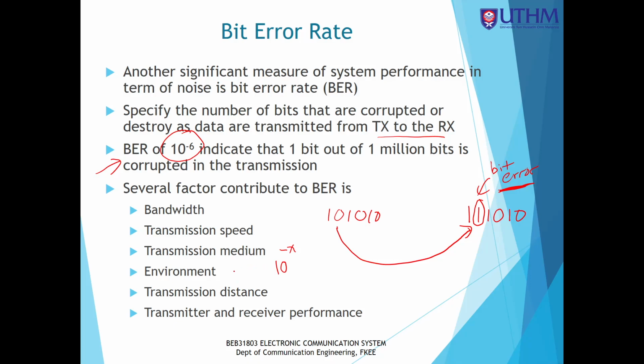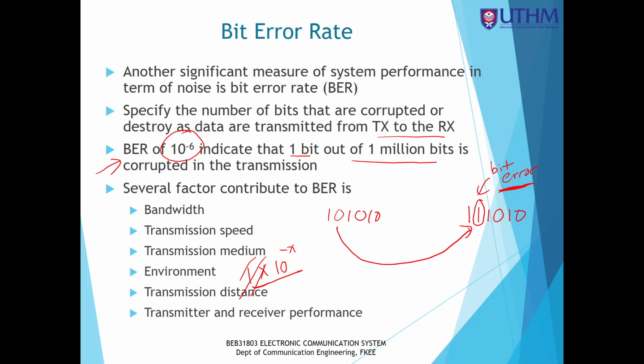Okay, selalunya biasanya dia sepatutnya ada gini, one time. So normally, since this is one, we don't write this number one. Actually the way we write it is one multiplied with 10 power of minus x, but for simplicity we remove this one and are left with 10 power of minus x. So for example here, 10 power of minus 6 means one bit out of 1 million bits transmitted from the transmitter to the receiver will be corrupted.